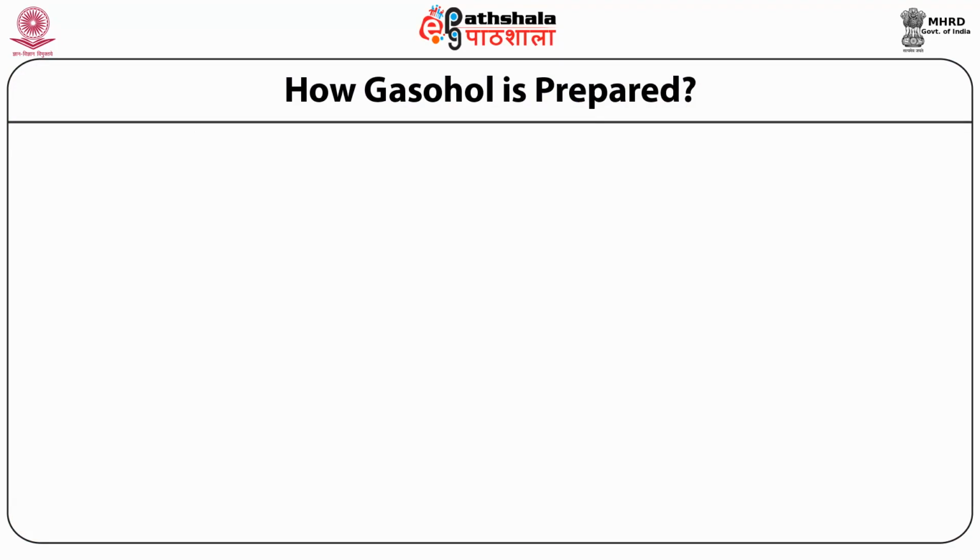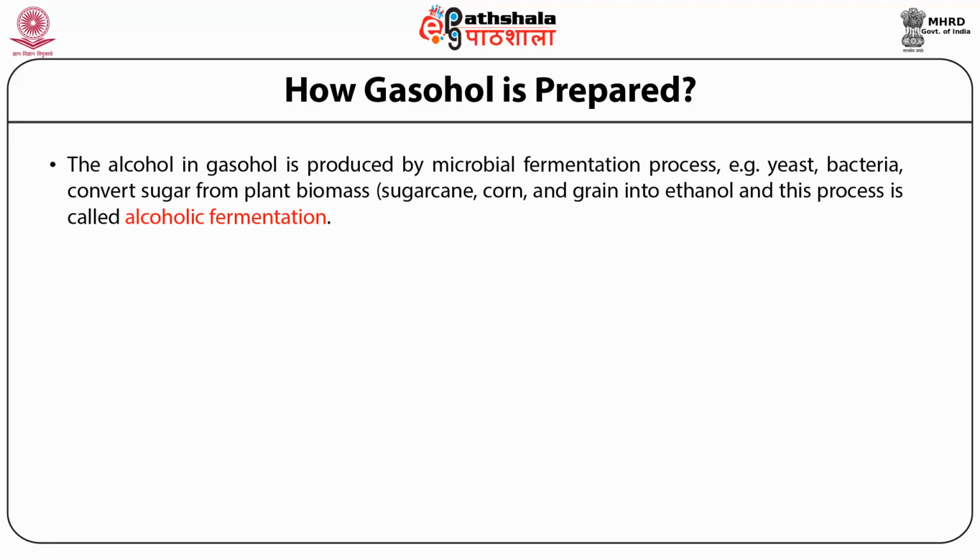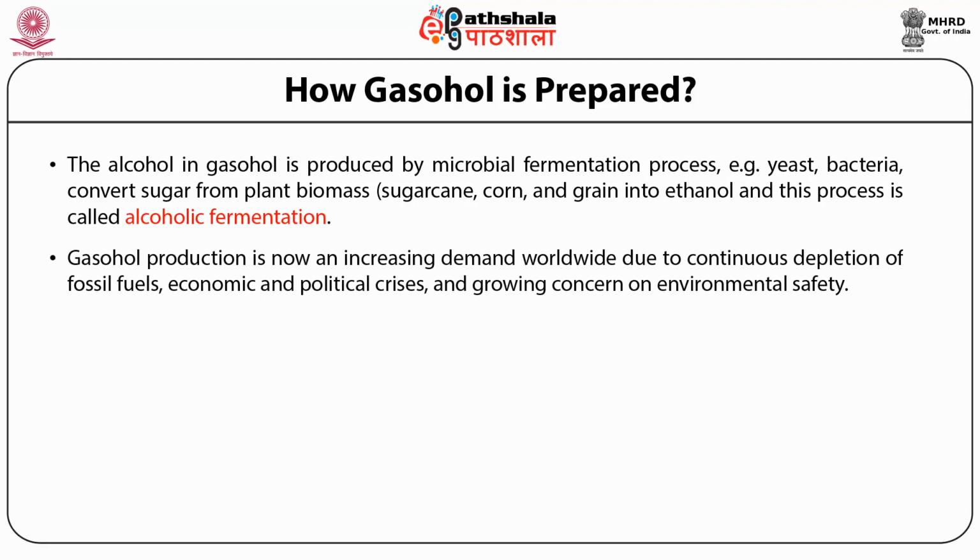How is gasohol prepared? Gasohol production is achieved by a microbial fermentation process. In this process, yeast and bacteria, these microorganisms, convert sugar from plant biomass, for example sugarcane, corn, grain crops, into ethanol, and this process is called alcoholic fermentation. The gasohol preparation process is now increasing in demand worldwide due to continuous depletion of fossil fuels, economic and political crisis, and growing concern on environmental safety.